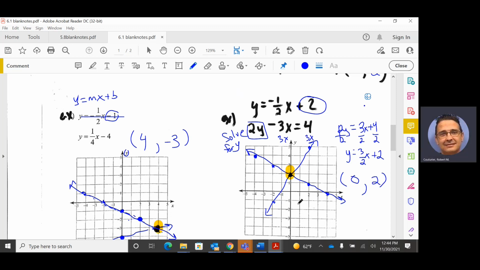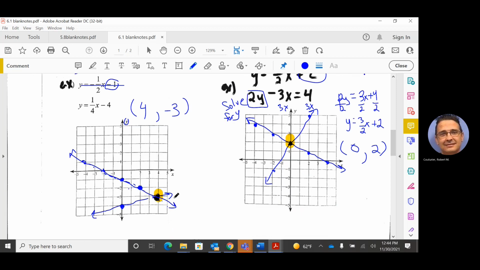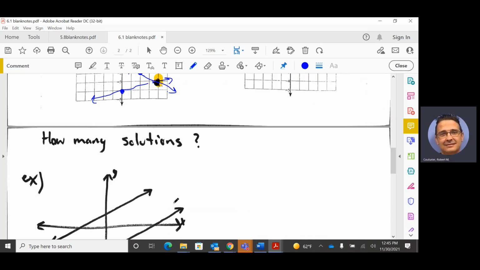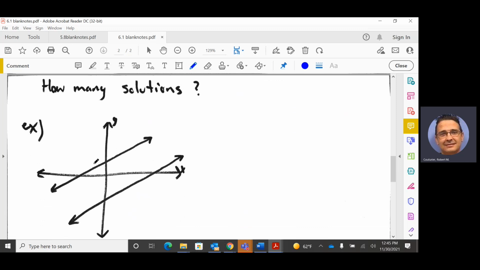So, two solutions. This one's larger. The solutions together form an ordered pair. So it works. So we have to make sure our skills from graphing are good. Now the next couple examples are going to be asking us, well, how many solutions do we actually have? Look at this.